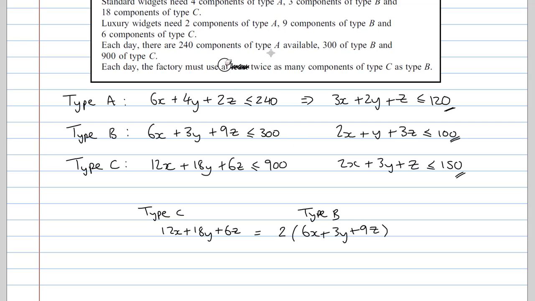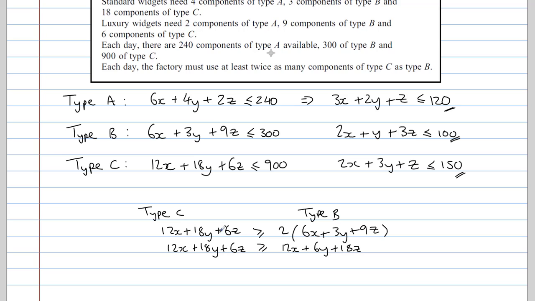Now we'll think about this at least part that we got rid of to start with, which means we no longer want this equals sign here. And we're told the number of type C components must be at least twice as many as the type B. That means this side should be the bigger side, so we need our inequality to be that way round. But this isn't simplified yet. First thing we're going to do is multiply out this bracket on the right. That will give us 12x plus 6y plus 18z.